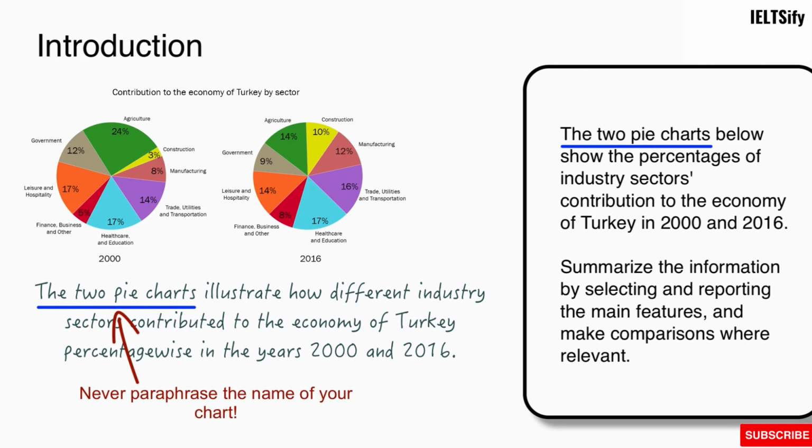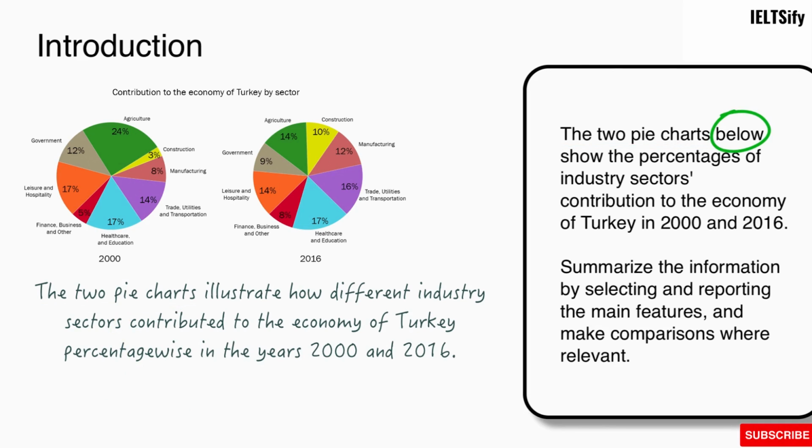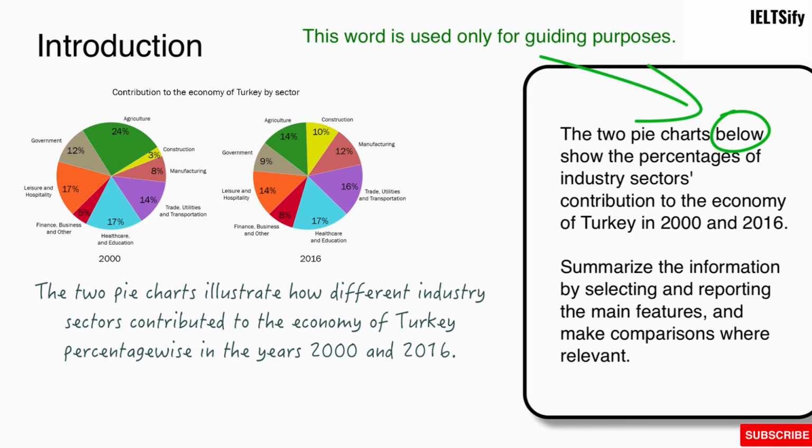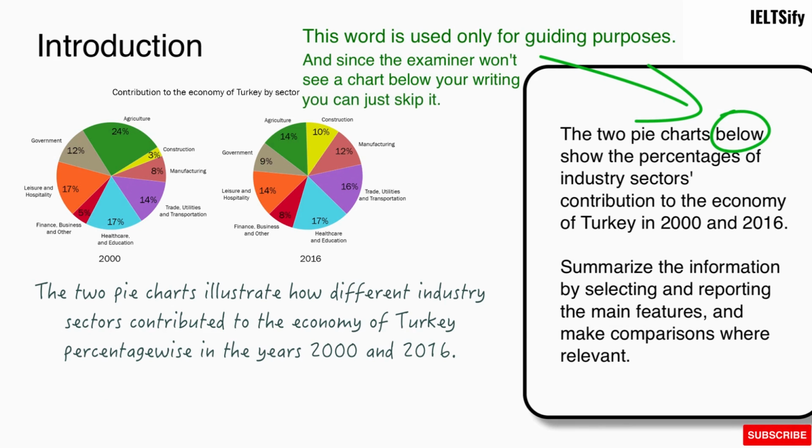If you get a map, write map. If you get a table, write table. And if you get a graph, write graph. So I also kept the same expression, the two pie charts. After that comes the word below. This word is used only for guidance purposes, and since the examiner won't see a chart below your writing, you can just skip it.